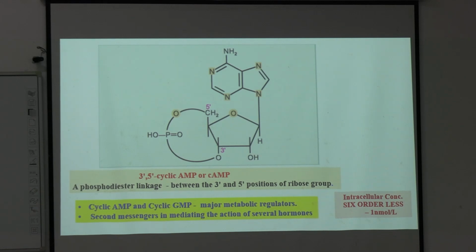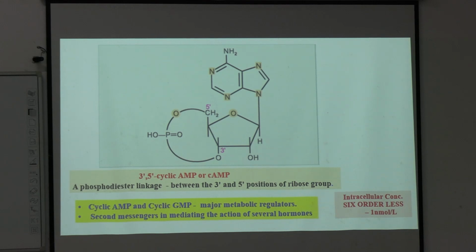Normally, you have seen the structure of AMP. Now there is cyclization between the 3' and 5' positions, with the phosphate here. So this is called 3' 5' cyclic AMP. Similarly, it can happen in GMP also. This is the reason I told you that we always refer to 3' and 5' to indicate the ribose, not the pyrimidine, which is numbered without any prime. So this is 3' 5' cyclic AMP, or cyclic AMP.